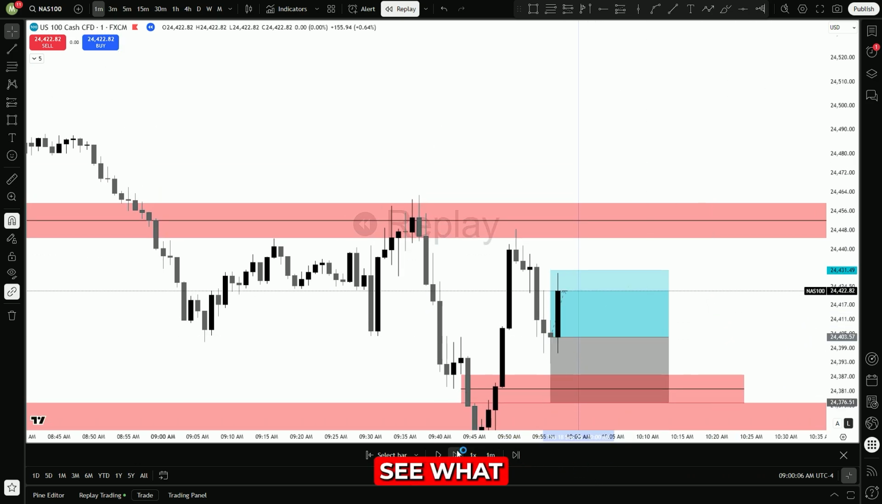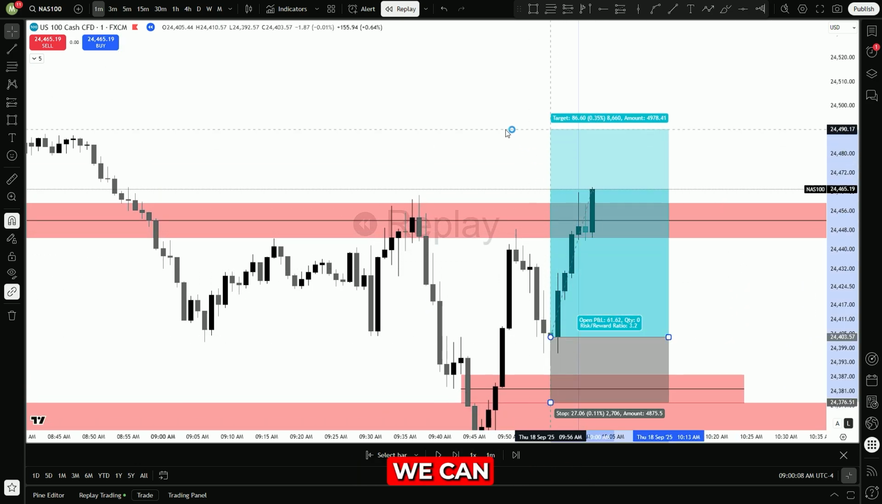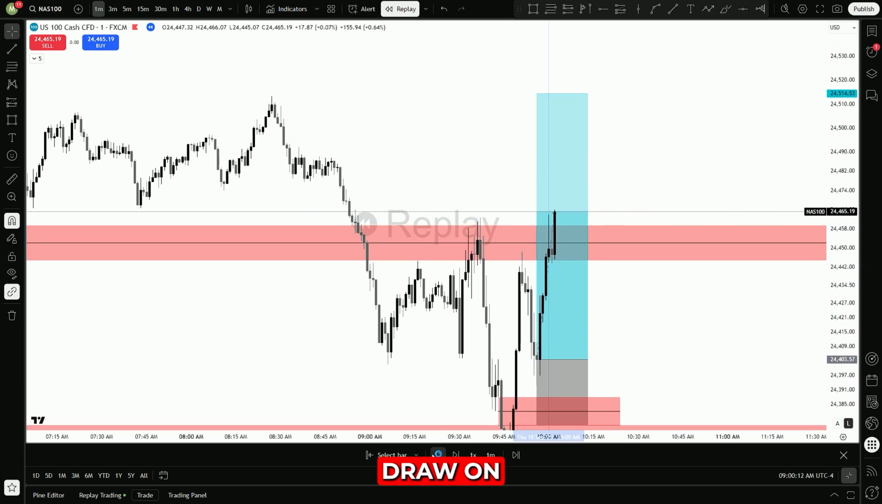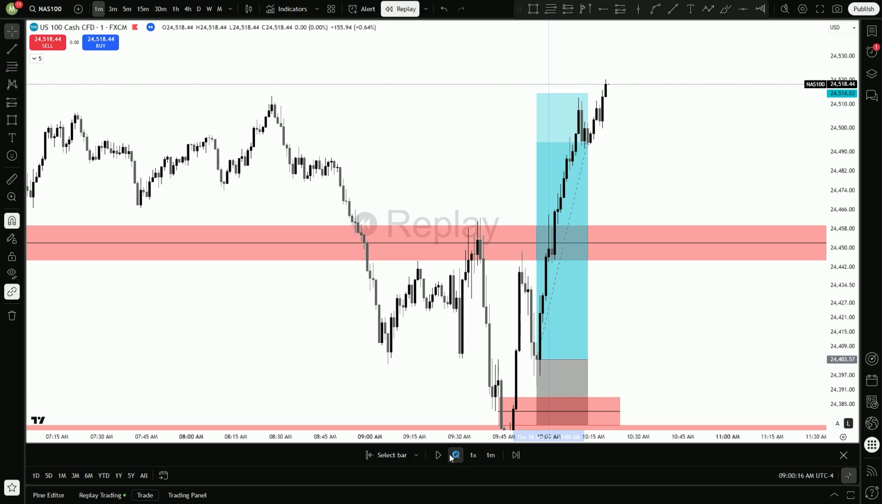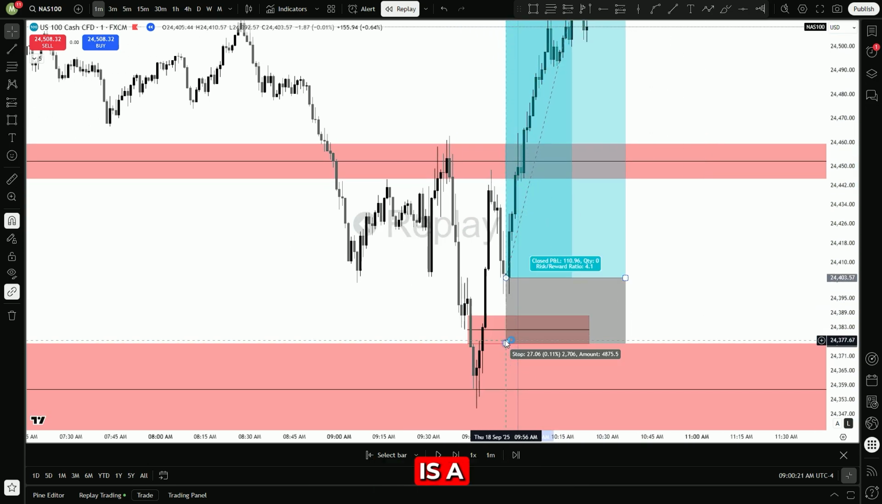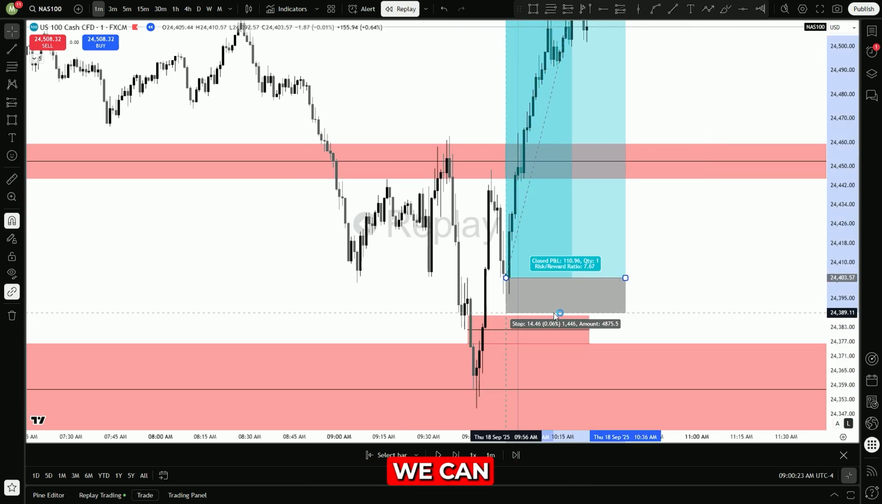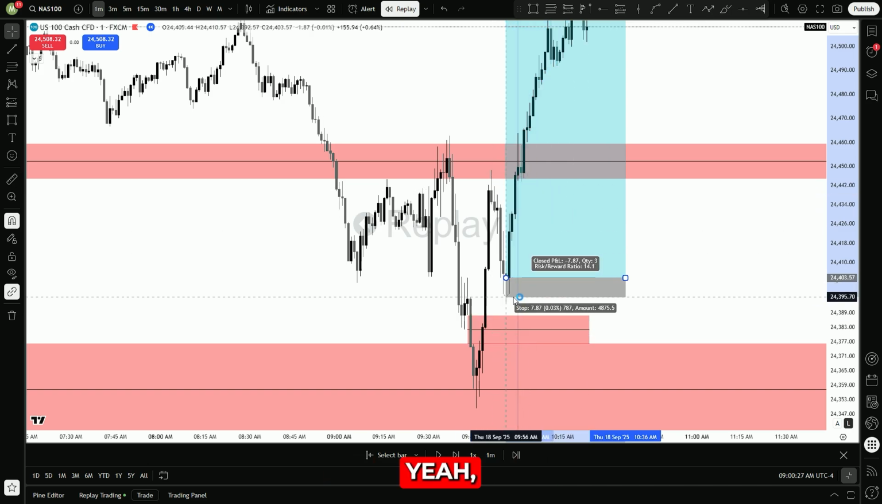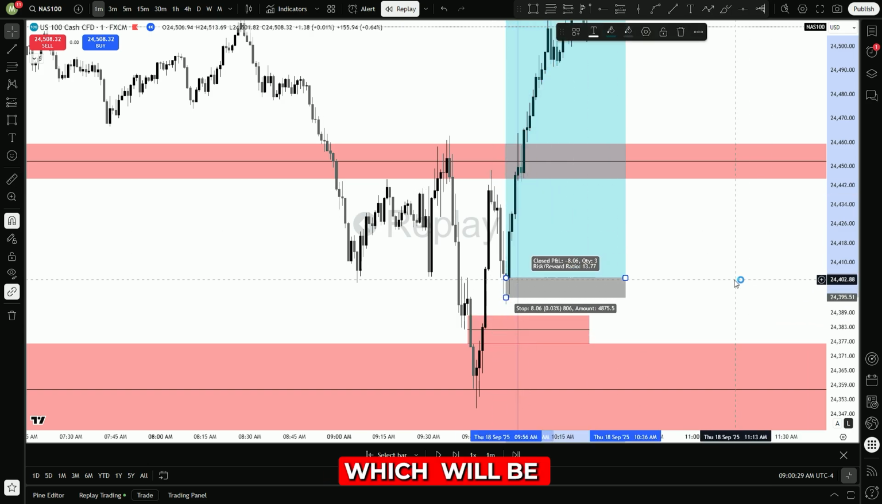Let's say you entered over here, and your stop loss will be near this inversion. Let's see what will happen. You can target this whole range, the drawn liquidity, and if we see, you just hit the drawn liquidity. All right, your stop is a little bit bigger, but as soon as you get displacement over this area, you can just trim your stop to over here, something like here, which will be 8 pips.